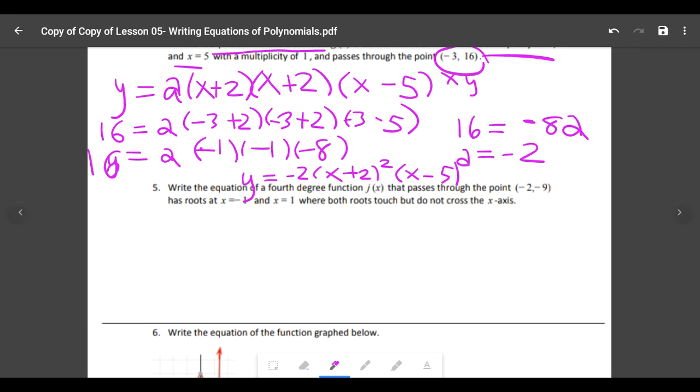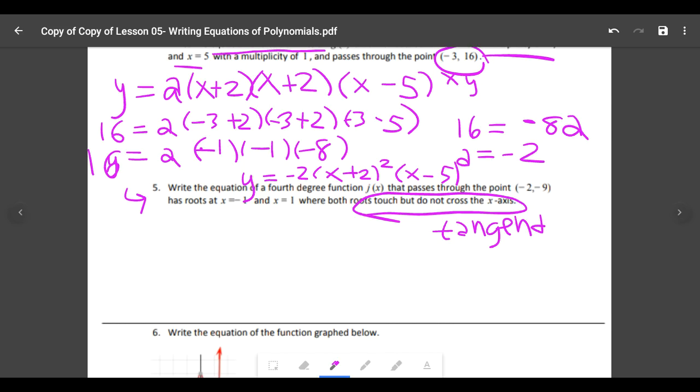I'd like you to use this same idea and remember, if it's not crossing the x-axis, it's tangent, or touches but doesn't cross. Use the same idea to try to write the equation for number 5. So I want you to pause the video.